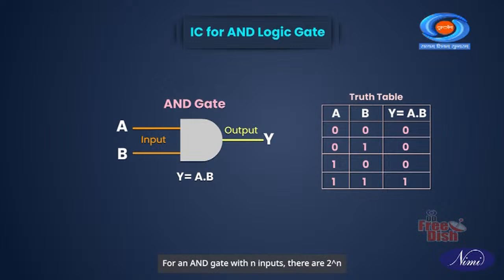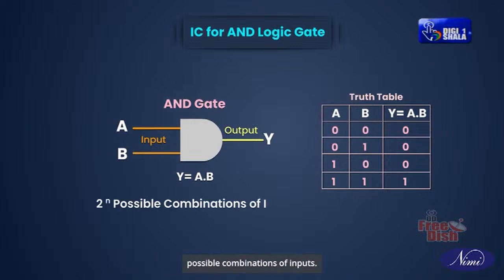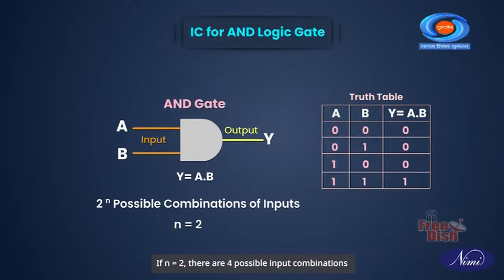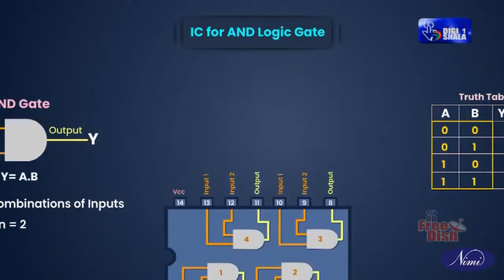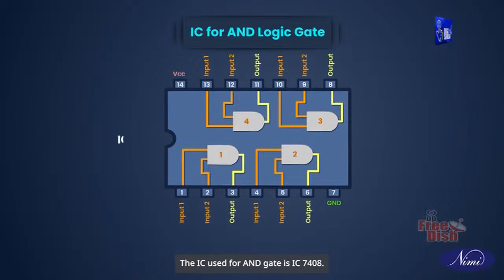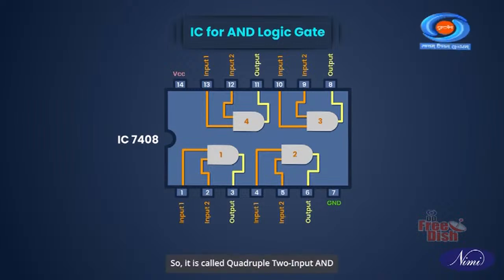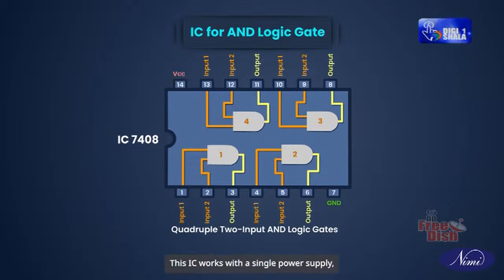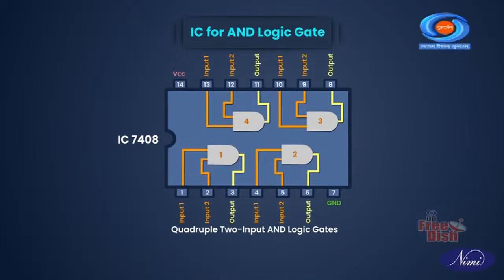For an AND gate with n inputs, there are 2 raised to n possible combinations of inputs. If n is equal to 2, there are 4 possible input combinations, which are 0,0, 0,1, 1,0 and 1,1. The IC used for AND gate is IC 7408. This IC includes 4 AND logic gates, where each gate is used separately without changing other gates. So it is called quadruple 2-input AND logic gates. This IC works with a single power supply, but it is available in several packages based on the circuit requirement.